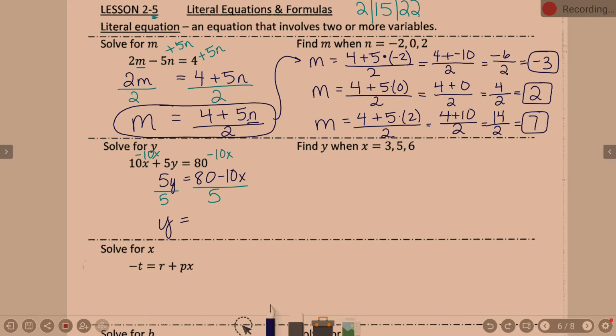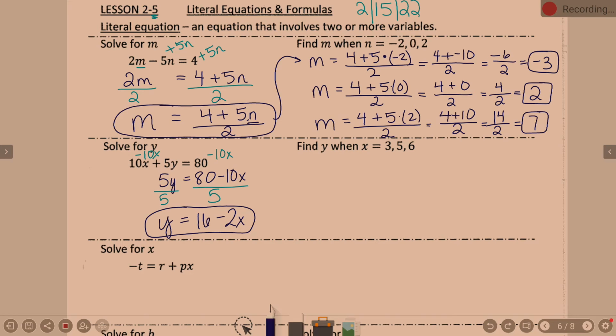So, what is 80 divided by 5? 16. Minus 10x divided by 5 is 2x. So my equation is y equals 16 minus 2x. Set up. Try and follow along. Okay. Find y when x equals 3, 5, and 6.